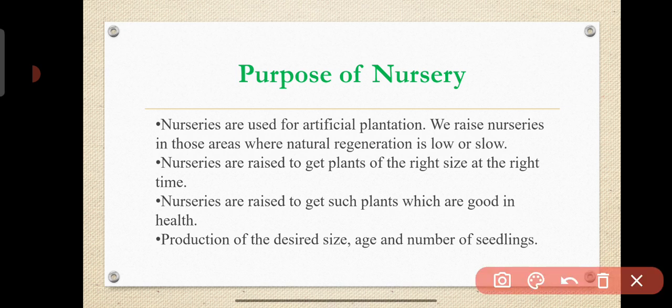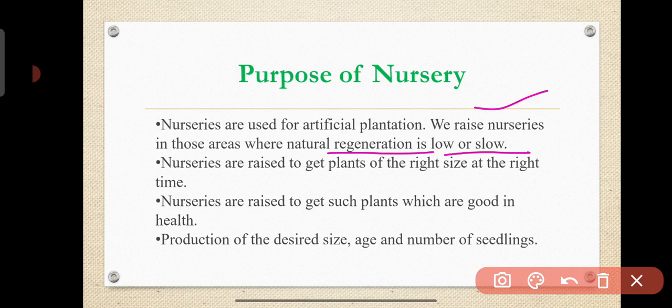Next we have the purpose of nursery. Why do we need a nursery? It is used for artificial plantation. We raise nurseries in those areas where natural regeneration is low or slow. Means if you want to plant any plant, we use these kinds of places which are called nurseries.